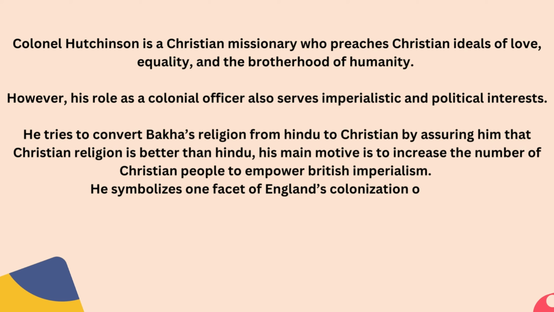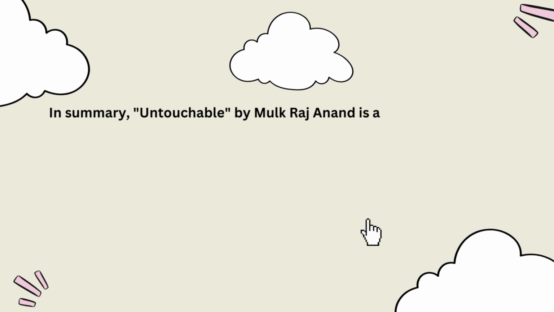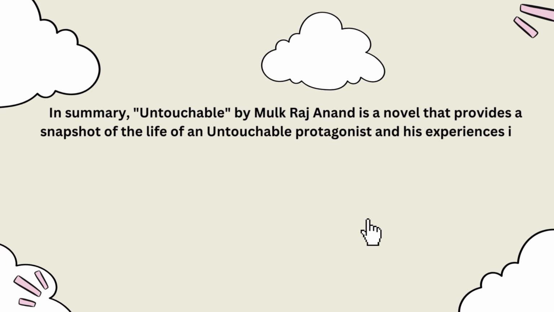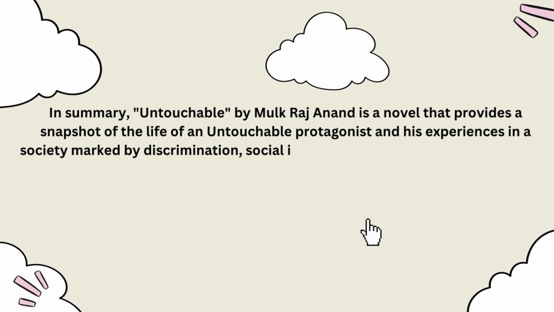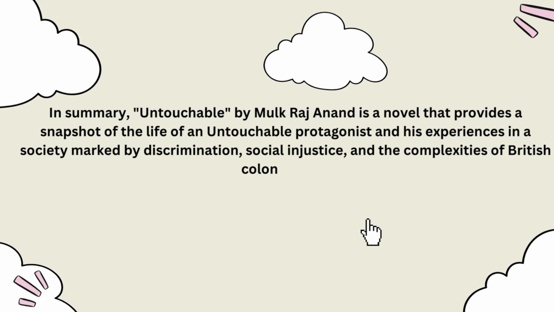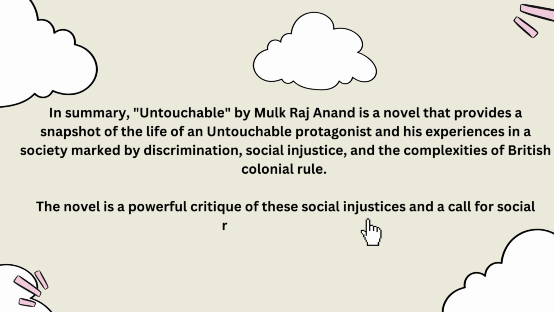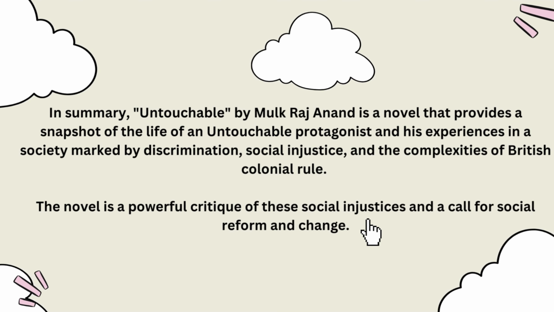In summary, Untouchable by Mulk Raj Anand is a novel that provides a snapshot of the life of an untouchable protagonist and his experiences in a society marked by discrimination, social injustice, and the complexities of British colonial rule. The novel is a powerful critique of these social injustices and a call for social reform and change.